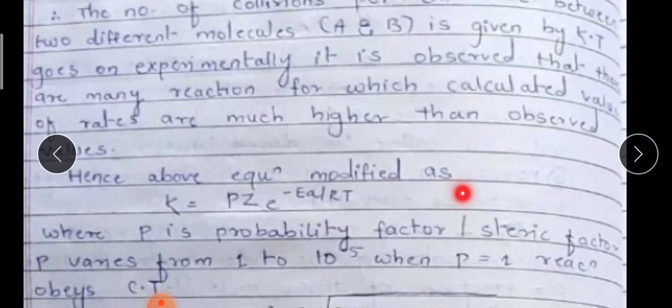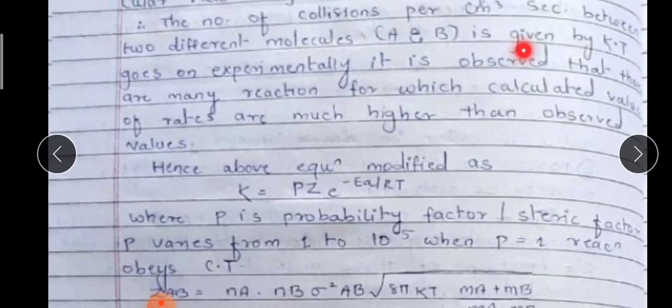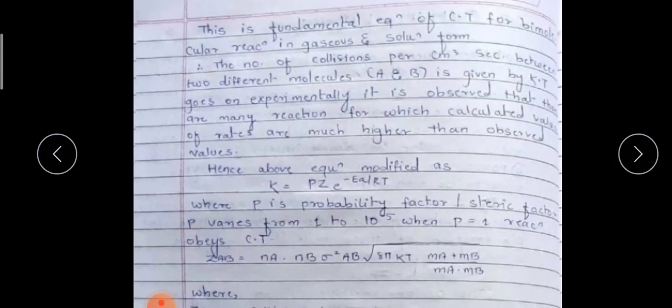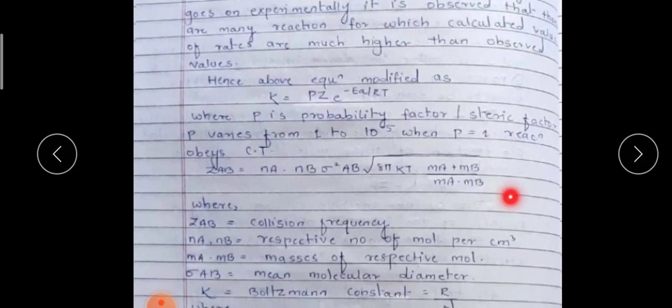Experimentally, it is observed that there are many reactions for which the calculated values of the rates are much higher than the observed values. Hence, the above equation is modified as k = P Z e^(-Ea/RT), where P is the probability factor or steric factor. P varies from 1 to 10 raised to minus 5. When P is equal to 1, the reaction obeys the collision theory.